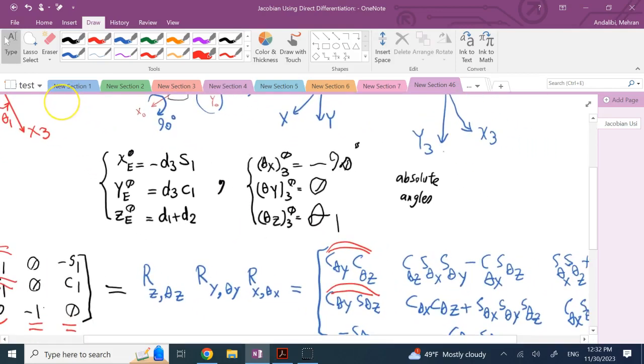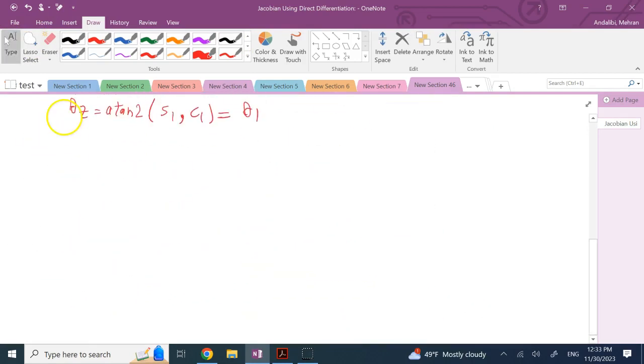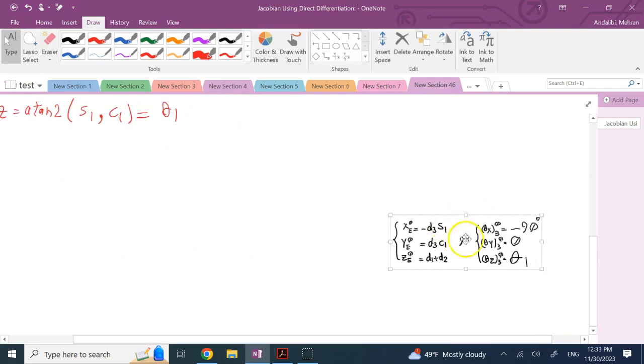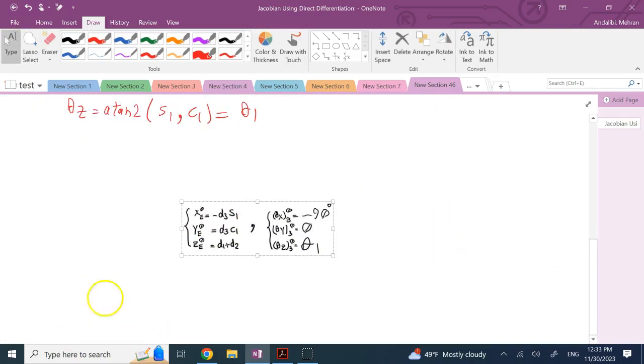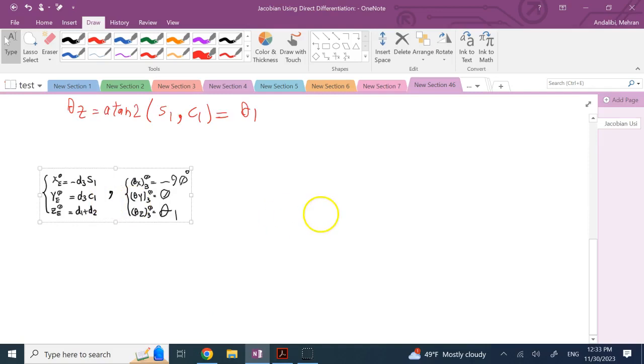Okay, now that I have these, it's time to take the direct differentiation and find the Jacobian, because I got all that I need. So here, I'm going to copy these and go down there. Let's get my Jacobian matrix. So here we go. These are the important information that I needed. I found all of the 6 degrees of freedom of the end effector in terms of the joint angles or constants. And now I'm going to form the Jacobian.